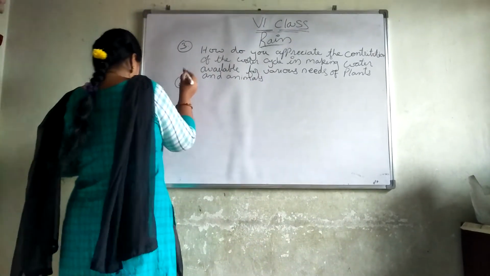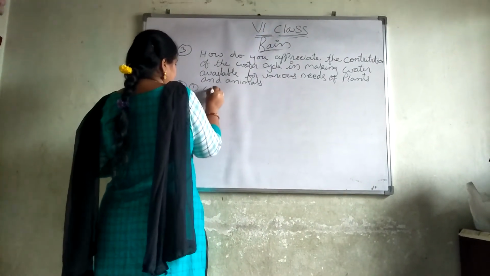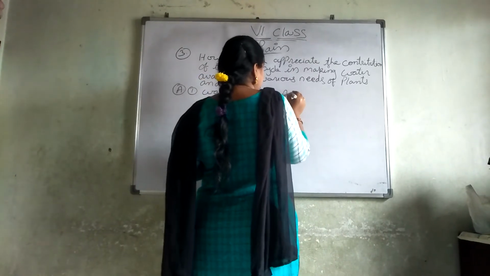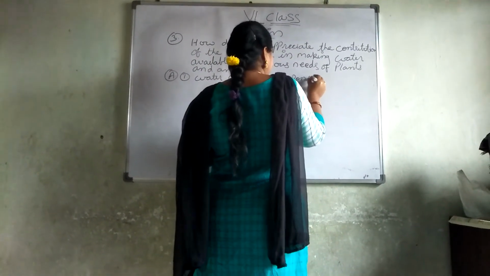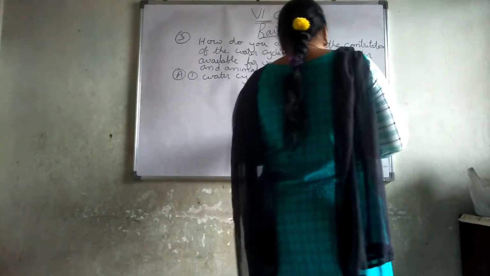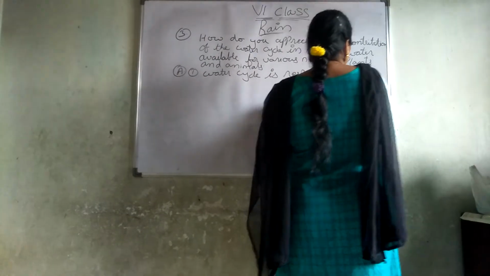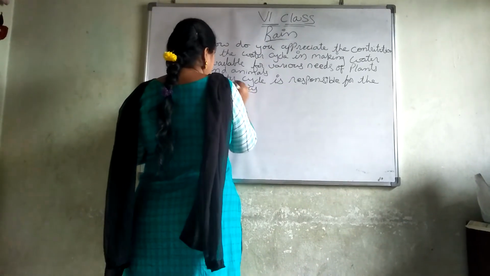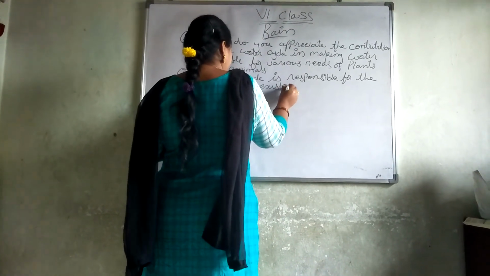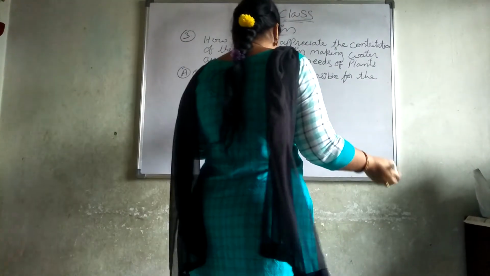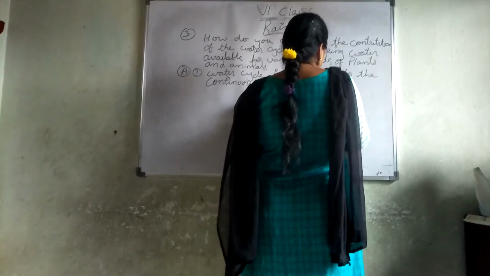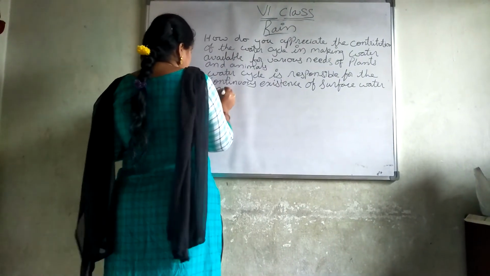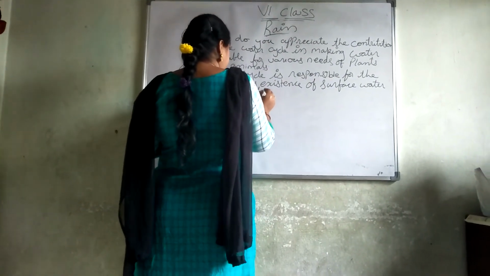So, answer for this one. First point. Water cycle is responsible for the continuous existence of surface water and groundwater.